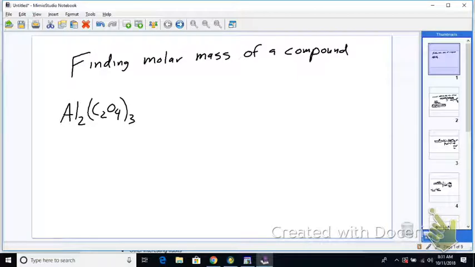This is finding the molar mass, the grams. Anytime it says molar mass, it's how many grams are in a mole of anything. So if it says the molar mass of carbon, that would be 12. If it says molar mass of a compound, then you've got to add everything up, multiply it out, and then add it up at the end.